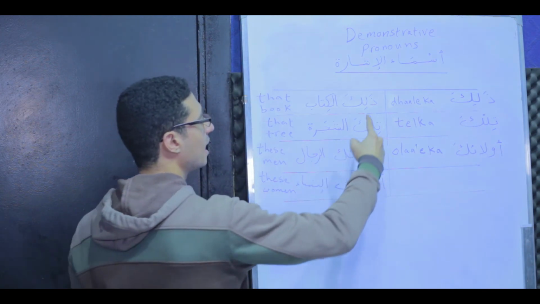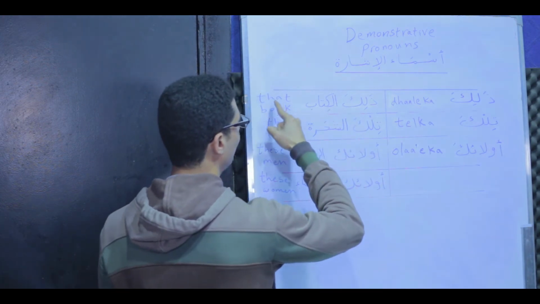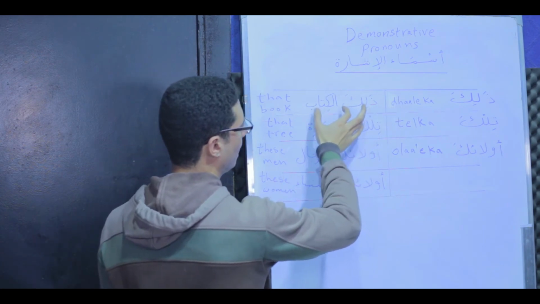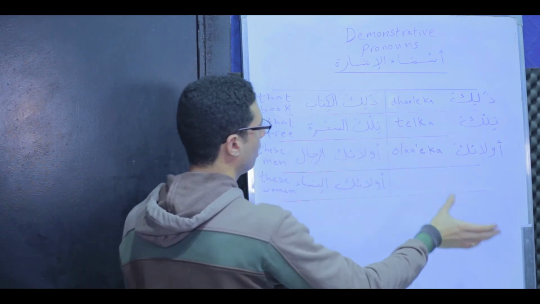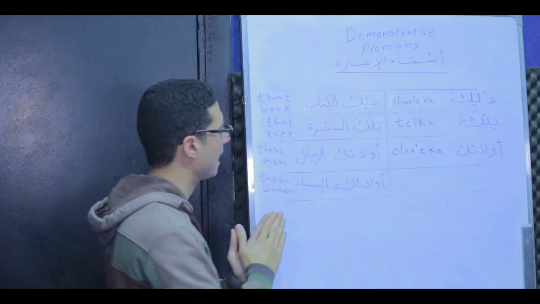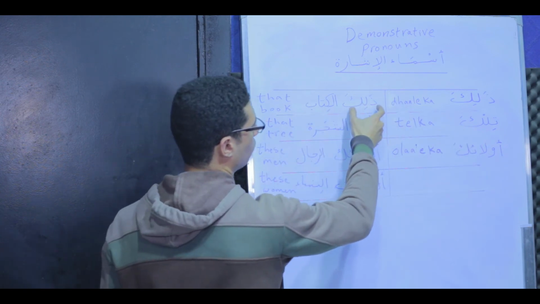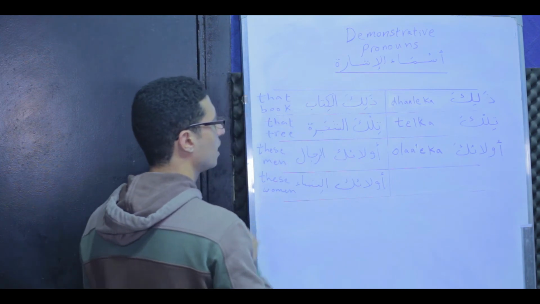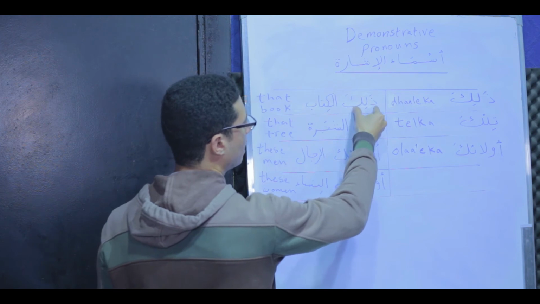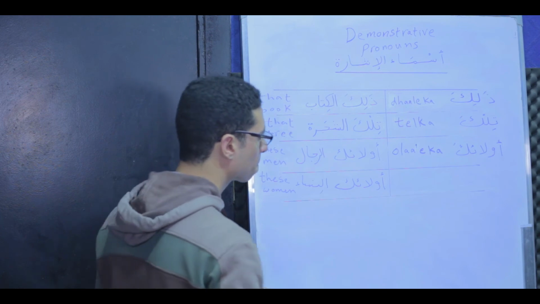The second type is used to point at something a little bit far away. So ذلك الكتاب, that book. The difference between هذا الكتاب and ذلك الكتاب is that هذا الكتاب means this book, and ذلك الكتاب, that book, is a little bit far away. Again, the noun after ذلك, after the demonstrative pronoun, is definite, has alif and lam.